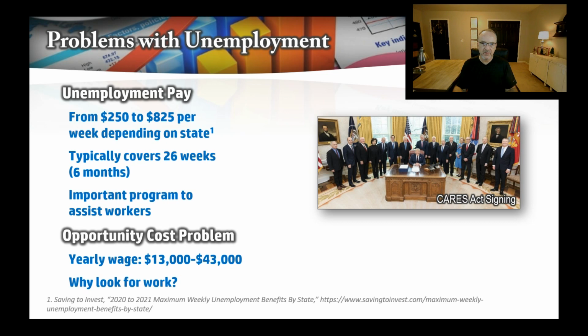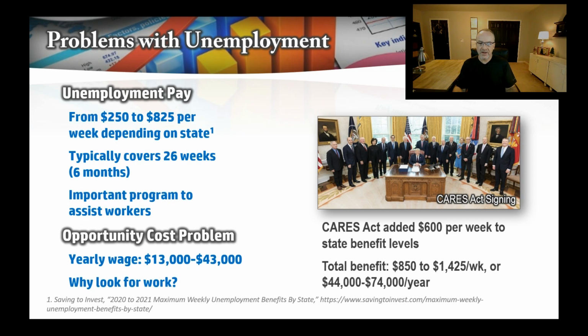And then in 2020 we had the CARES Act, which was passed by Congress as a massive stimulus plan, which I've already told you that they generally don't work. But part of that plan was to add another $600 per week to the $250 to $825 that people already get. That puts your benefit level between $44,000 and $74,000 a year to be out of work.